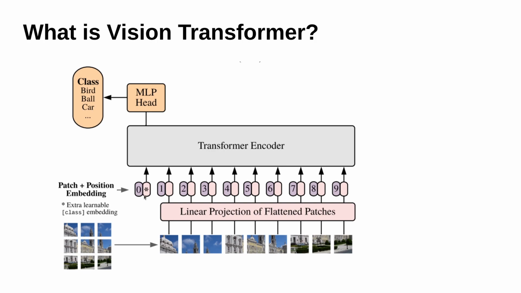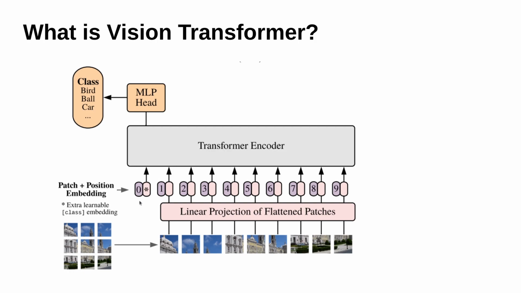Okay, so we add this just for the image classification purpose, because let's say at the end of the transformer encoder we get the same number of outputs. Okay, we get 10 different feature maps. So for the classification task we take the output from the first, the class embedding, and we pass this output to this MLP head, and then we do the classification.